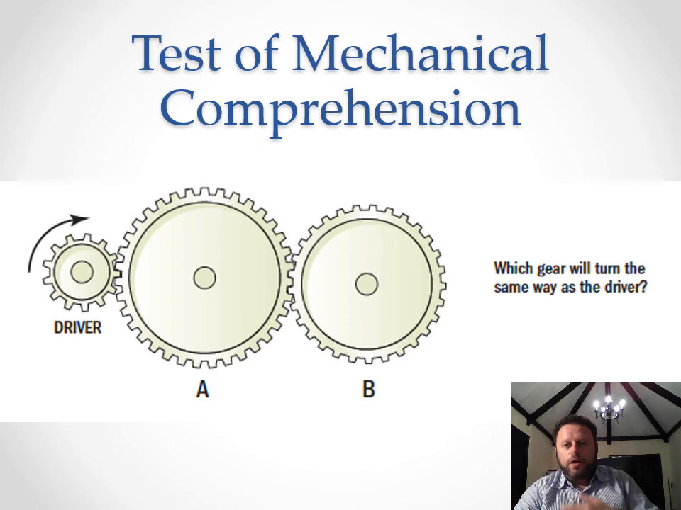Another example would be mechanical comprehension. So which gear will turn the same way as the driver? If the driver turns clockwise, which gear will also turn clockwise, right? If you recognize this, that's aptitude. It's not memorizing facts, it's applying them. You can memorize the fact that when a gear turns to the right, the gear connected to it turns to the left, and when the gear turns to the left, the gear connected to it turns to the right. That's memorizing facts. Applying it to a picture is more aptitude.